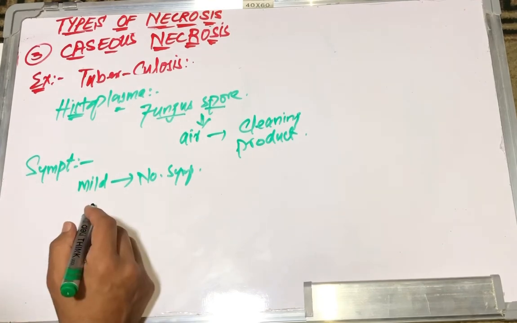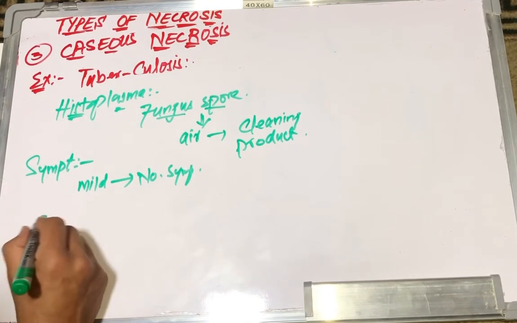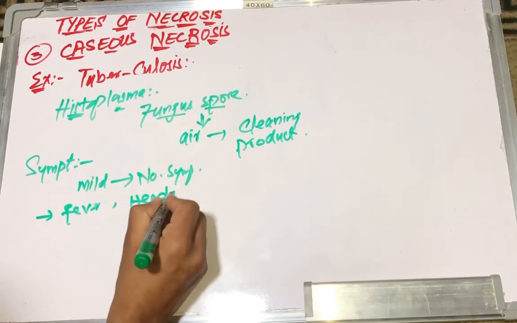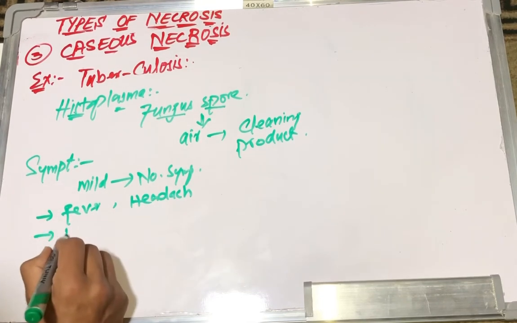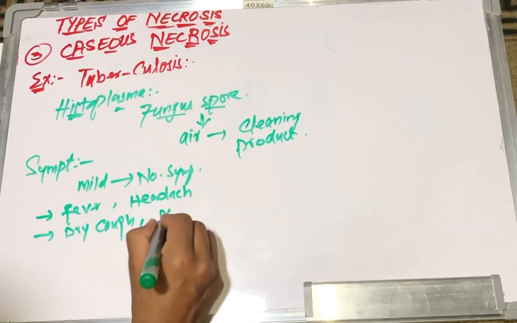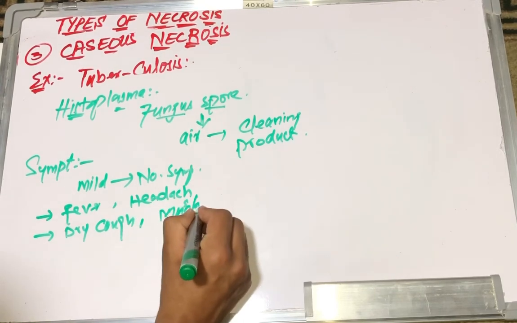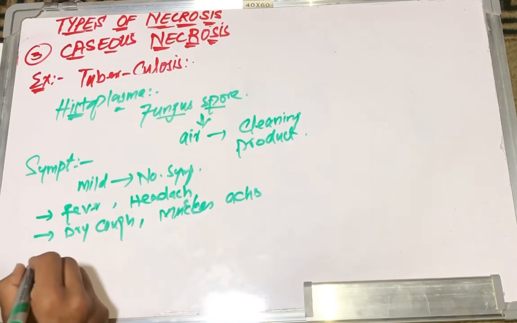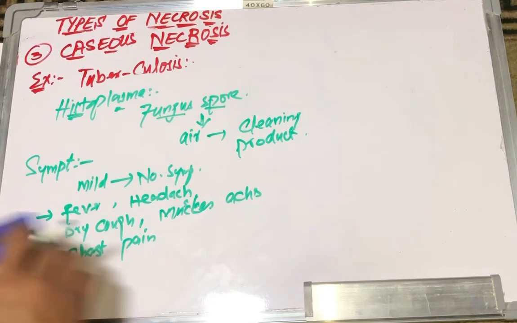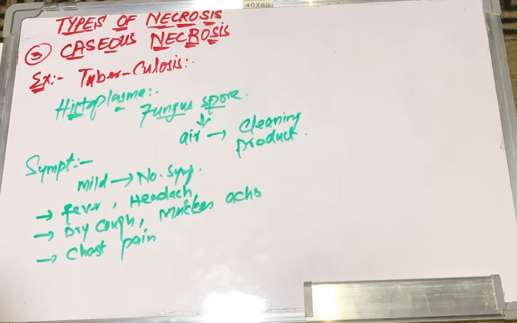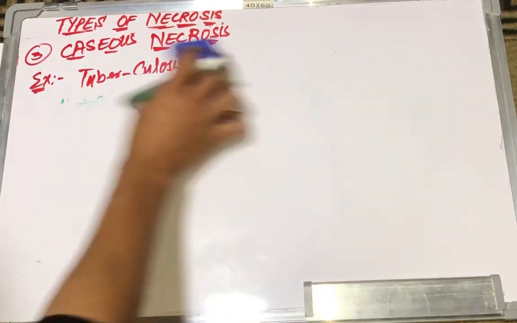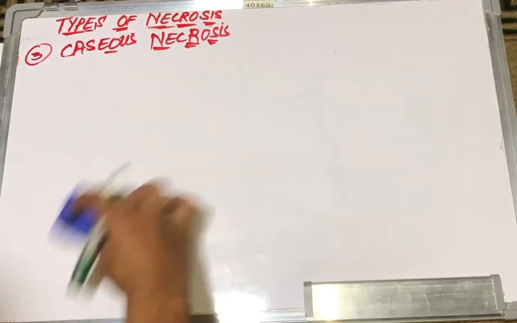In the mild form of histoplasmosis there are no symptoms, but in severe infection it can be life threatening. The symptoms include fever, headache, dry cough, muscle aches, and chest pain. So this is all about histoplasmosis, and with this we have finished caseous necrosis.